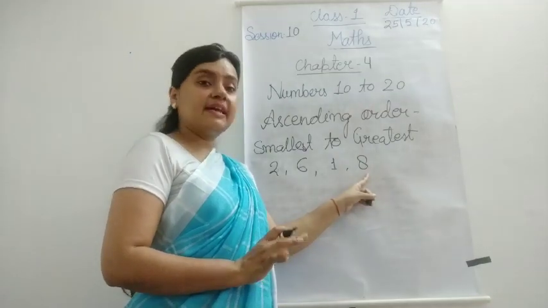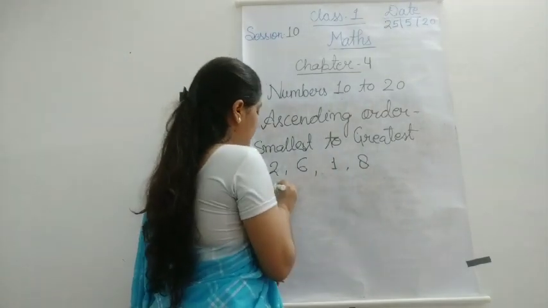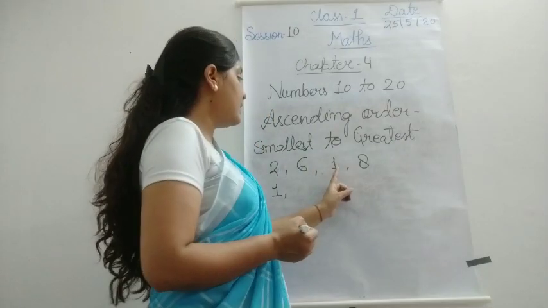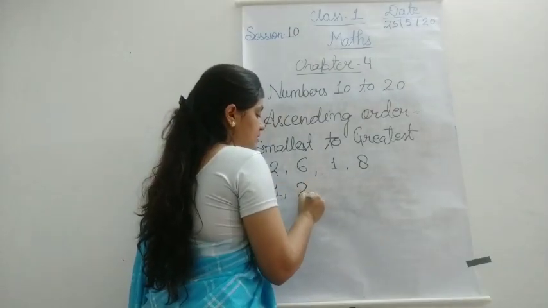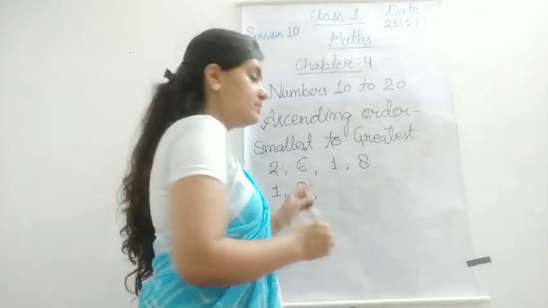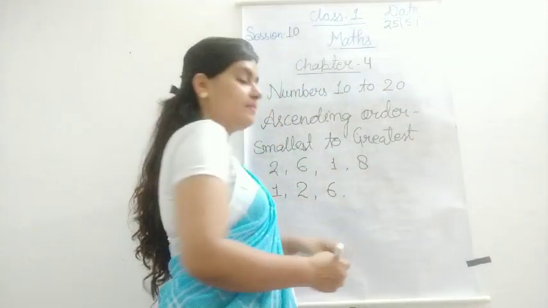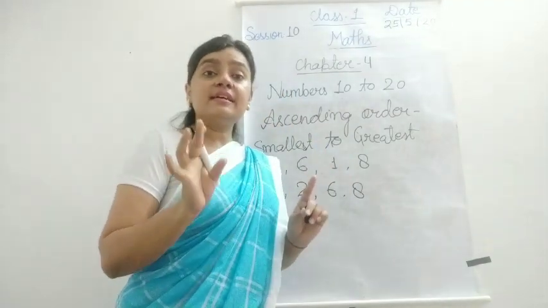And 8. Is there a number smaller than 8? 1 is there. So here will be 1. After 1, which number will come here? After 1, here 2 will come. 1, then 2. Okay. Then after here, which number will come? 6. And at the last, which number will come here? 8. This is ascending order.